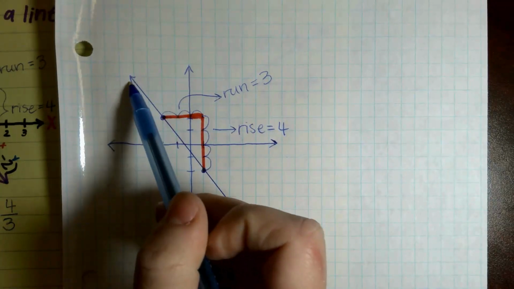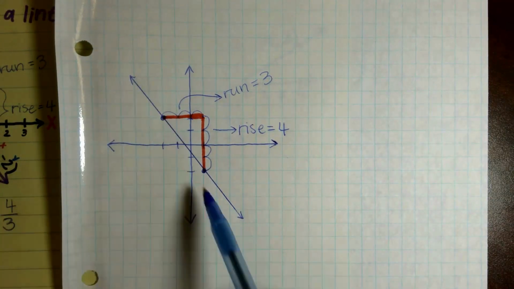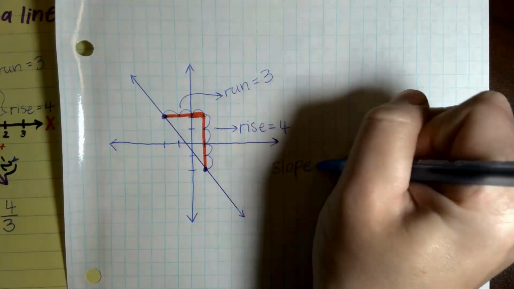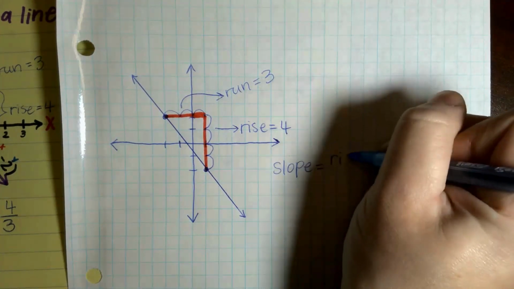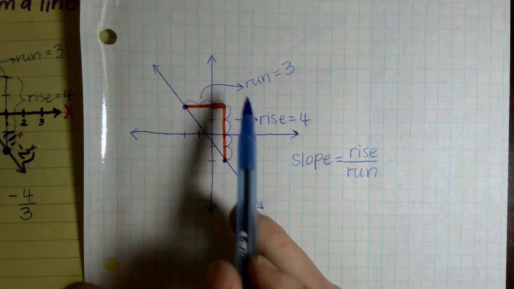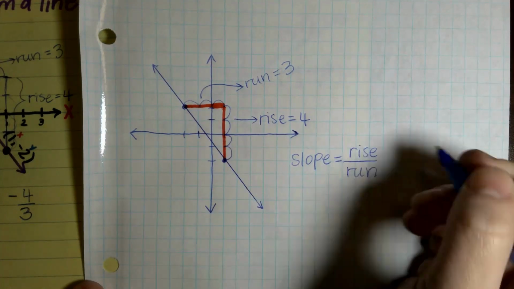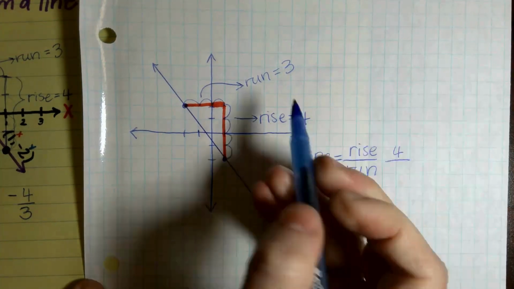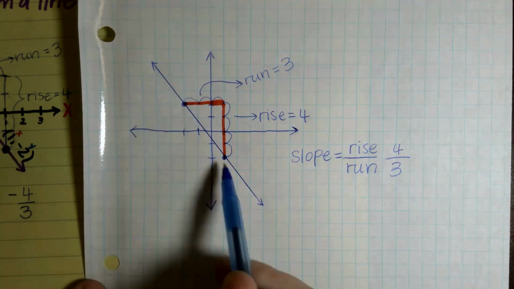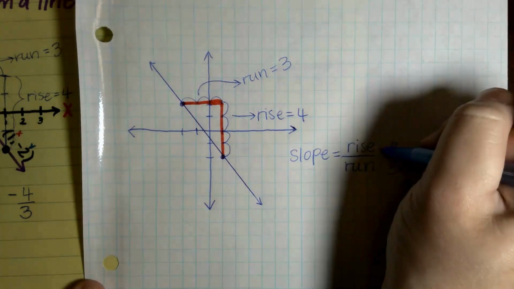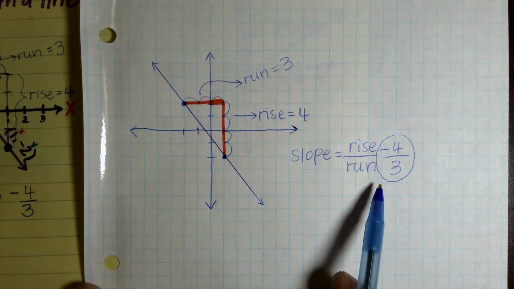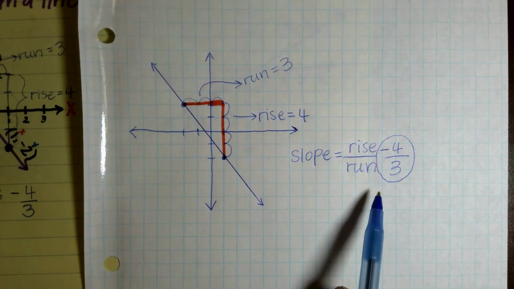And we know by looking at our line here that our slope is negative. So if slope equals rise over run, then we just put those in. Our rise is 4. Our run is 3. And we know that it's negative because it points downward. So our slope would be -4 over 3. How's everybody feel about that process?